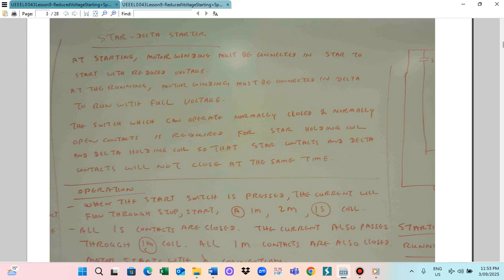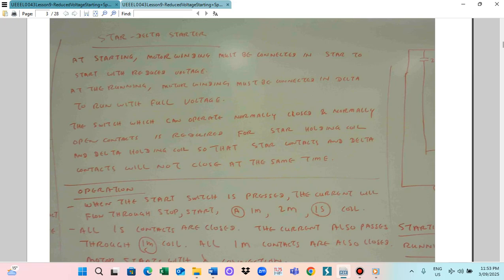So in this case, for changing from star to delta, you can use this relay for the two contactors. One is normally closed, another one is normally open, so normally closed and normally open are interrelated. When contact 1 is closed, contact 2 must be open, and when contact 1 is open, contact 2 must be closed. That kind of switch is important for the starter, so that the star holding coil and the delta holding coil will not be energized at the same time.